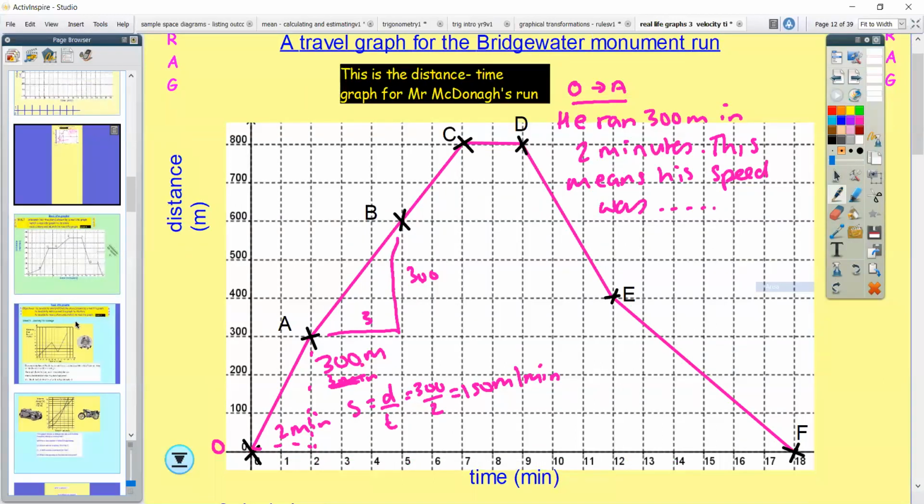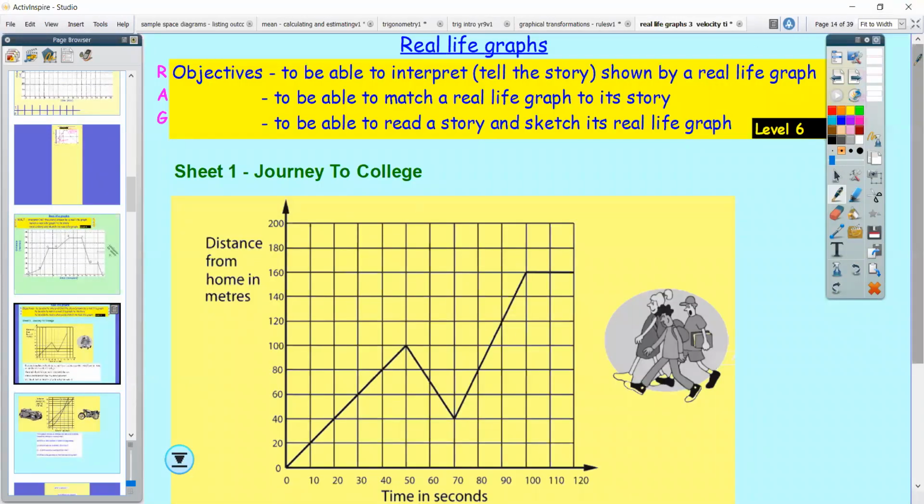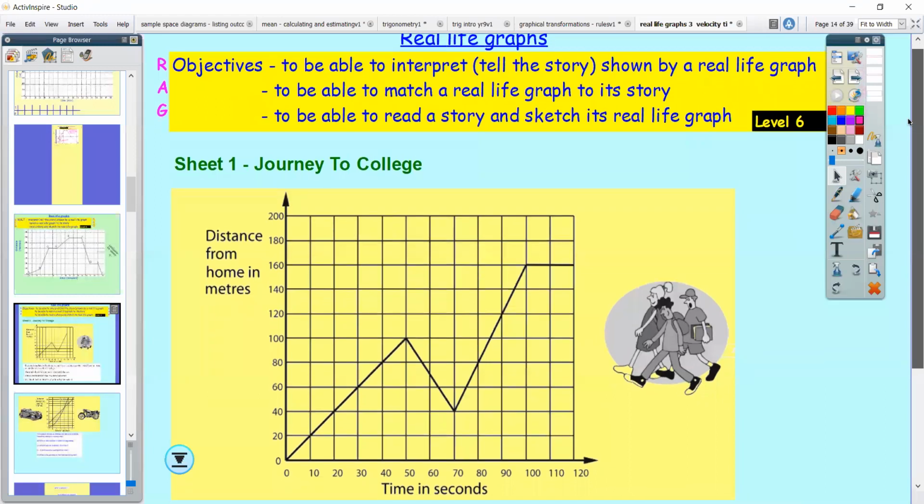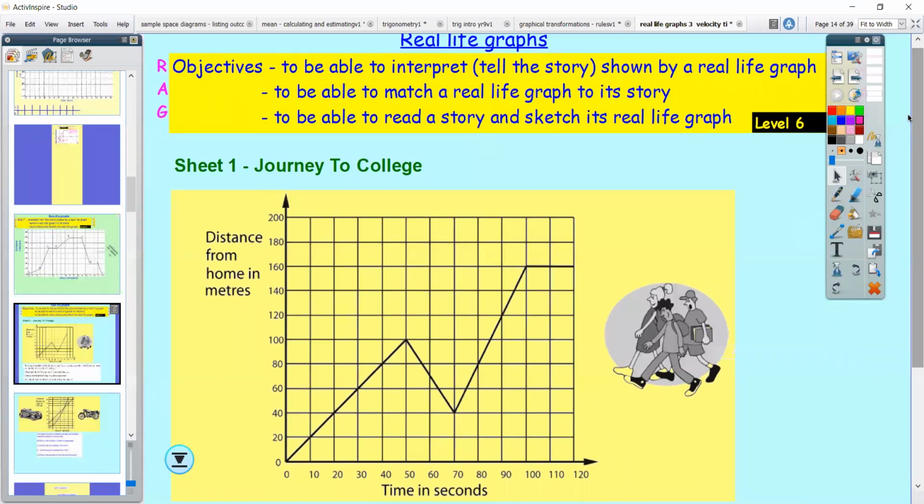So what do I follow this up with? These are from resources that I picked up over the years. This was something called the standards units, and if you search for that, you'll probably find they're on TES. But there were fantastic resources in here.